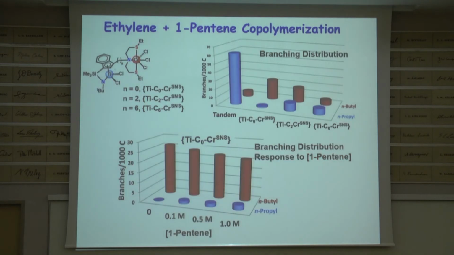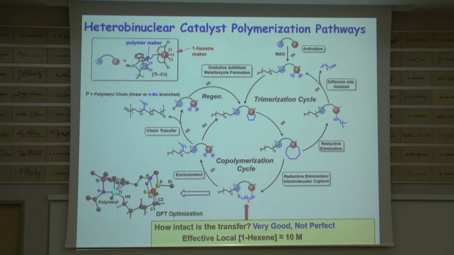And so if I'll skip this. This is more detailed than you need. What it says here in terms of how intact is the transfer, it's good. It's not 100%. It's about, what did I say, 98%. But if you sort of think of this as the way an enzymologist would think of it, that means that the effective local concentration of one hexene to outcompete the one pentene is about 10 molar. So that's pretty good. It's not perfect, but it's pretty good.